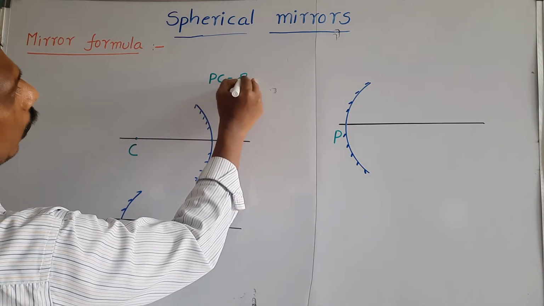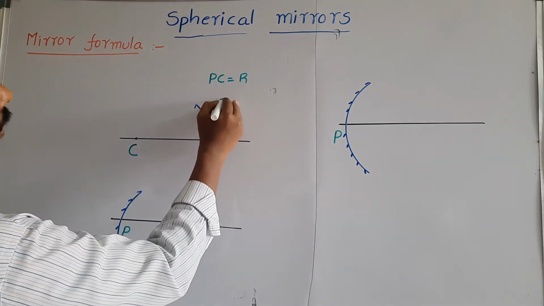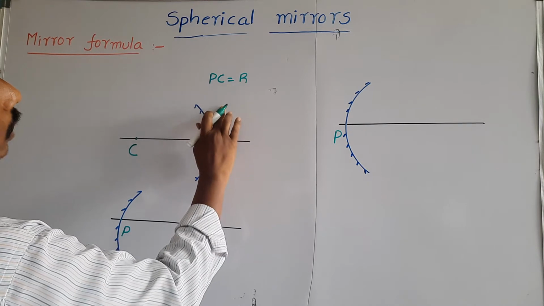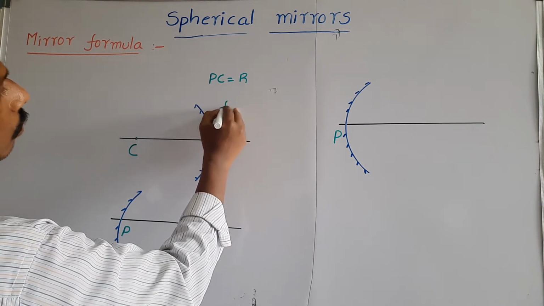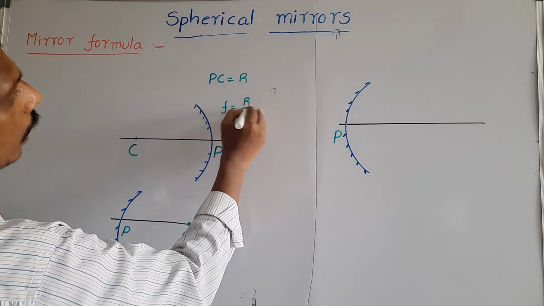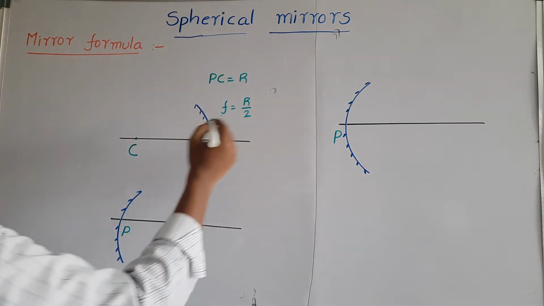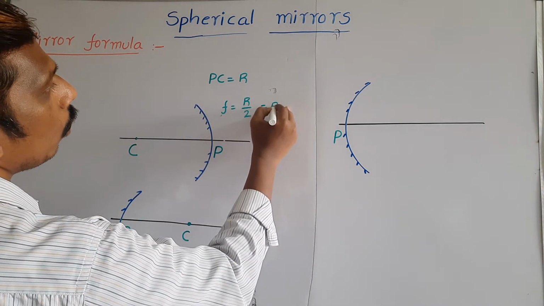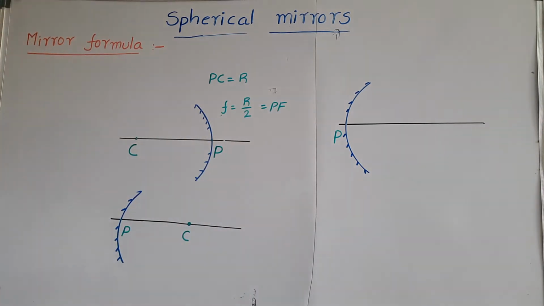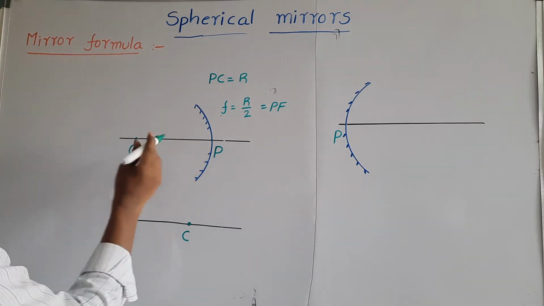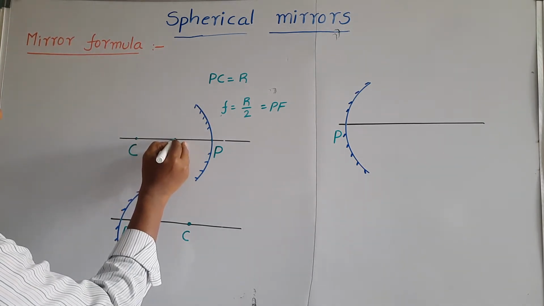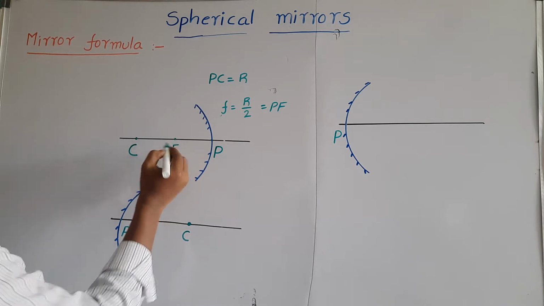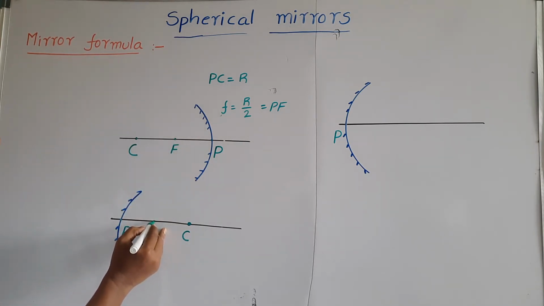Keep the midpoint, which is taken as the focus point. Focal length f is equal to half of the radius of curvature. Focal length means pole to focus. Measure PC and mark exactly the midpoint. This point is taken as the focus F. For this midpoint, taken as the focus F.